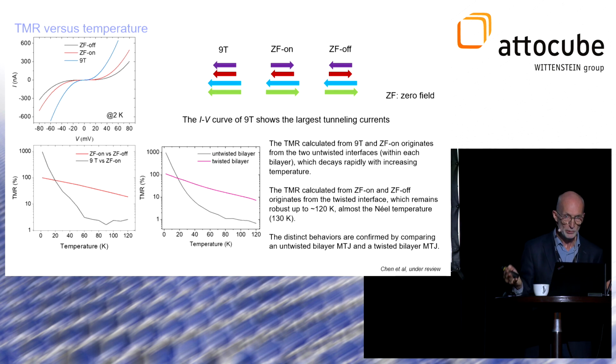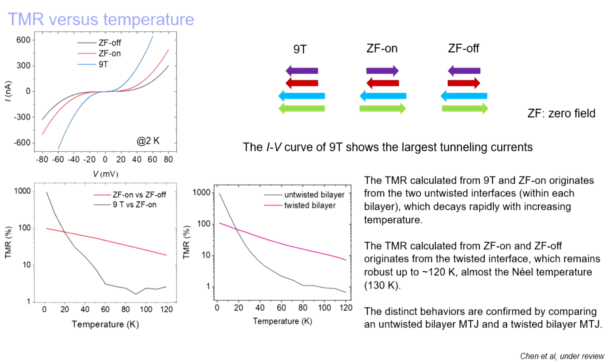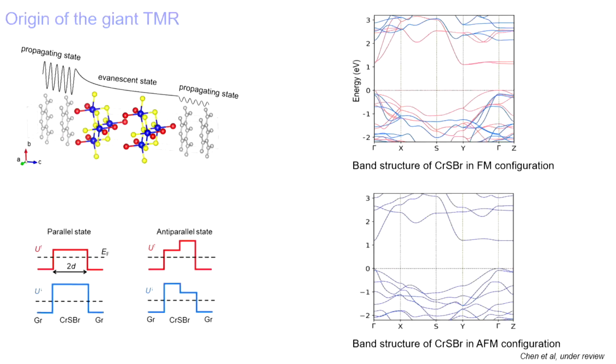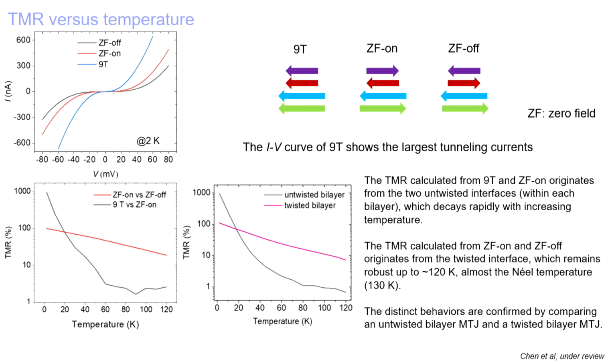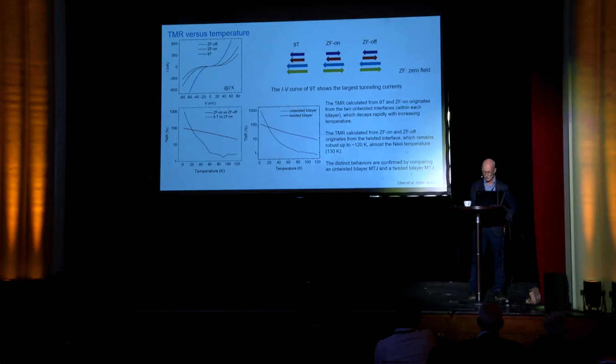And that is because when we twist, it turns out the gap between those two layers significantly increases by 50%, and the bromine atoms on either side no longer line up, and the conductance through the gap between the two layers becomes much smaller. So effectively, it's a much better tunneling junction. And this is why the tunneling magnetoresistance remains to very high temperatures, almost to the Néel temperature of this device, which is 130 Kelvin. Whereas the untwisted case, you can see the tunneling magnetoresistance drops very rapidly.